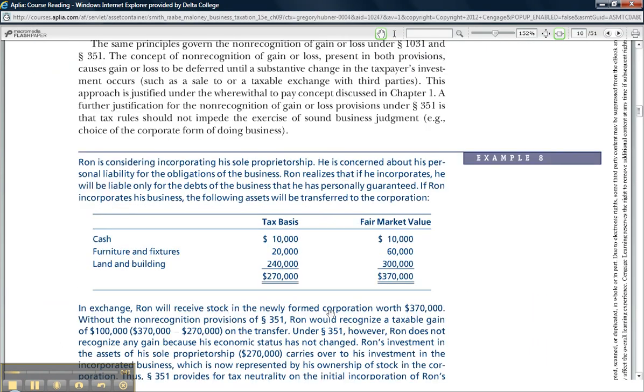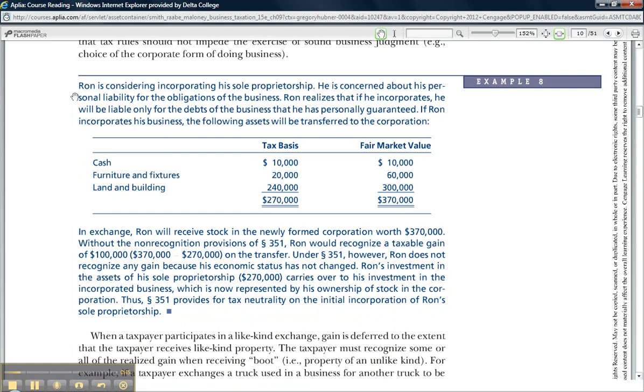Typical situation right here with just one person contributing property. He's got a sole proprietorship, and he wants to incorporate, and he's going to contribute property to the business in exchange for stock in the company. So he's got some assets here. The basis in those assets are right here, and the value of those assets are right here.